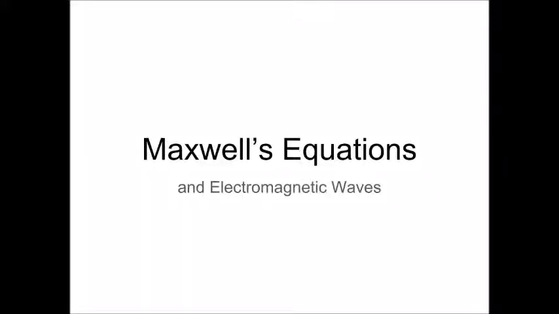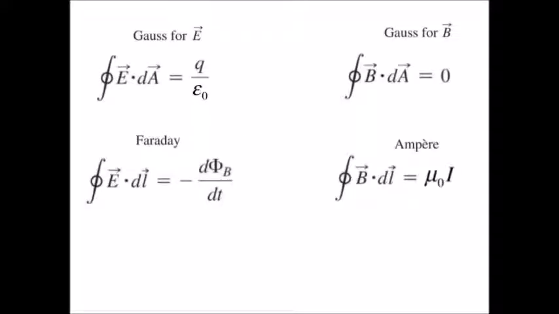I heard once that Maxwell's equations are beautifully symmetric and that they prove light is an electromagnetic wave. Okay, so here they are. But where's the symmetry and where's the light wave? Well, that's what this video is about. First, a brief reintroduction to these four laws: Gauss, Faraday, and Ampere.